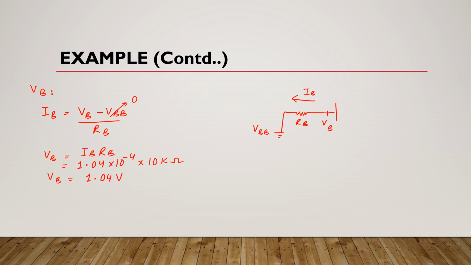Here VB is 1.04 volts, VE is 1.78 volts and VC is 26.16 volts. It means VB is less than VE and VB is less than VC, and this is a PNP transistor. It means this transistor is in saturation mode. Okay, so this is your answer.